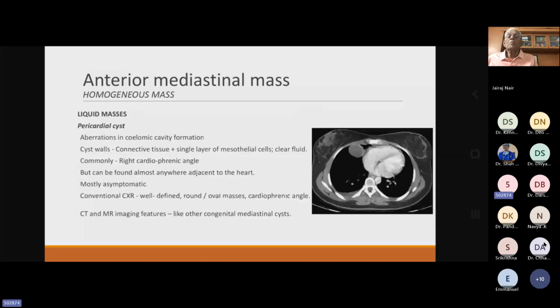Pericardial cyst, it's formed by aberrations in the coelomic cavity formation. Cyst wall is formed from the connective tissue and a single layer of mesothelial cells, commonly arising from the right cardiophrenic angle, but can be found almost anywhere adjacent to the heart. Mostly asymptomatic, conventional chest X-ray will show a well-defined round oval mass near the cardiophrenic angle. CT and MRI imaging features will be like other mediastinal cysts.